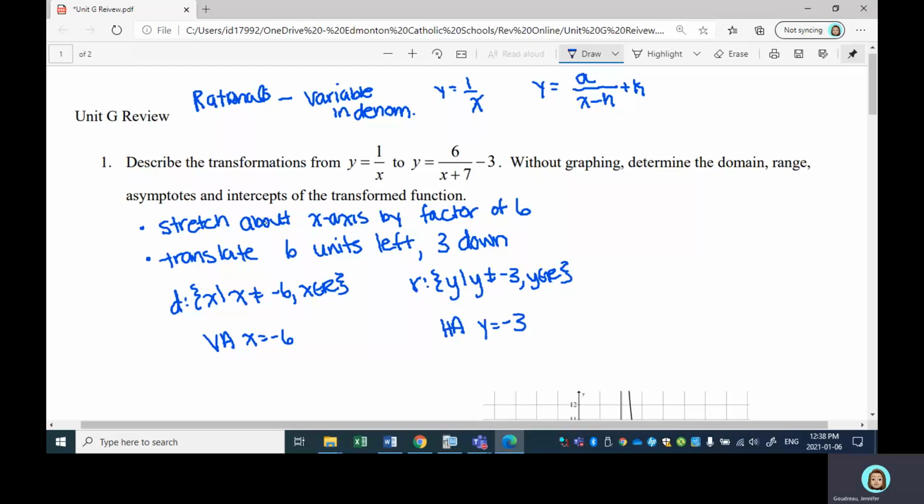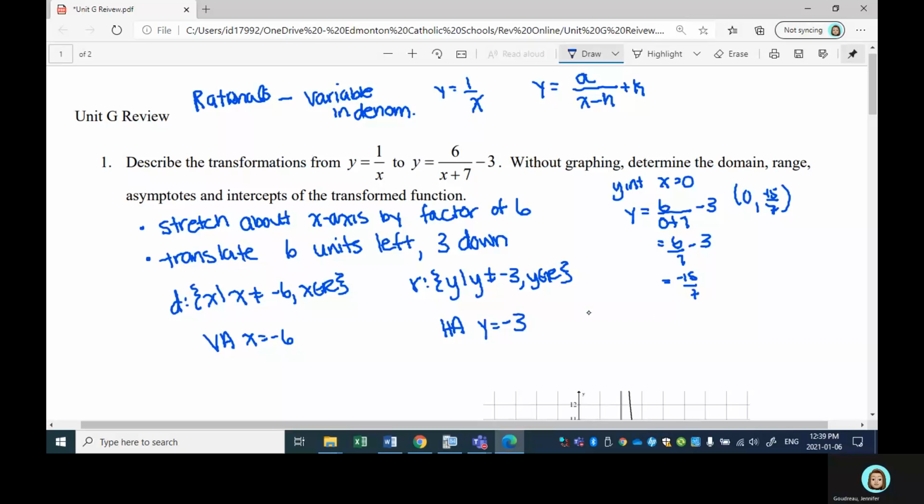The last thing we want to cover is intercepts, and we can do that without graphing. To find the y-intercept, all we do is set x equal to 0 and evaluate. So y would equal 6 over 0 plus 7 minus 3. That would be 6 over 7 minus 3. 3 is 21 over 7. 6 over 7 minus 21 over 7 is -15 over 7. So our y-intercept is at (0, -15 over 7).